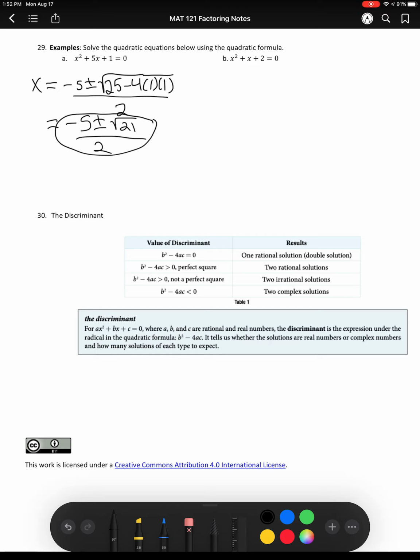Sometimes these are easier than factoring because you put everything in and it doesn't simplify. So you're just done.